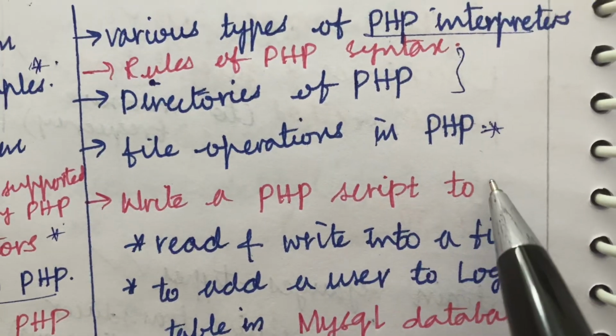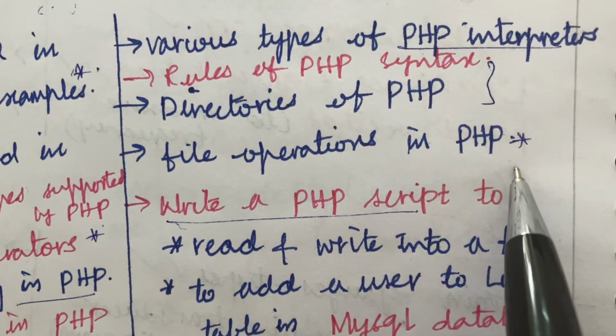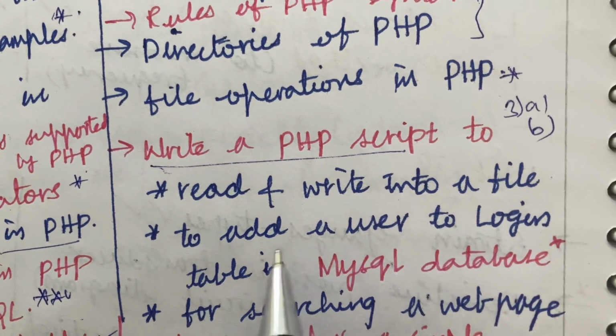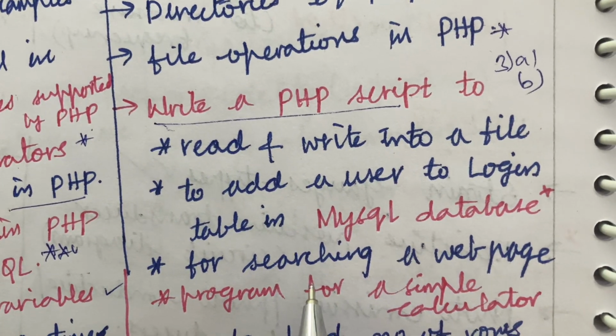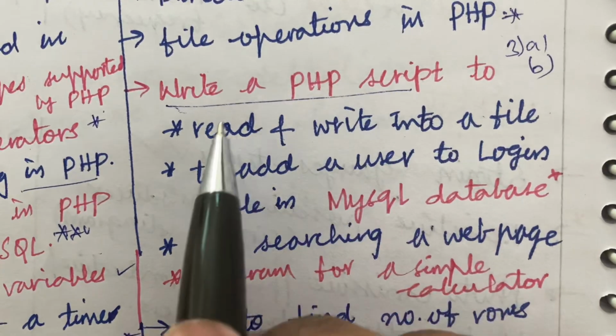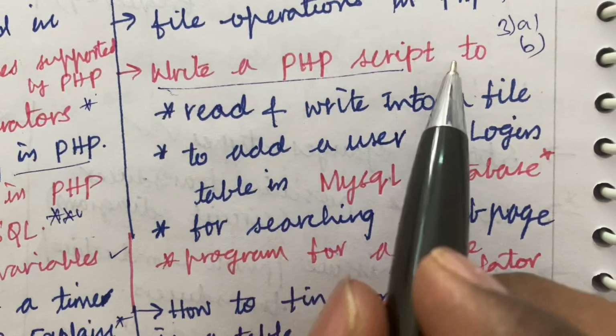Write a PHP script too. They will be asking you to write a script for mandate and for show, this time in 3A or 3B, dear students. Read and write into your file, add a user to the login table in MySQL database, searching a web page, and a program for a simple calculator. Such sample examples I have taken. You need to work out similar concepts to work out the PHP script.